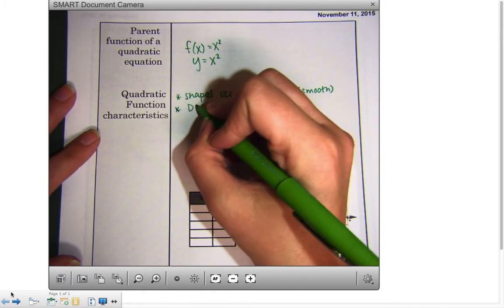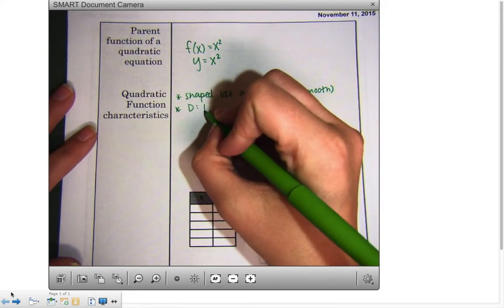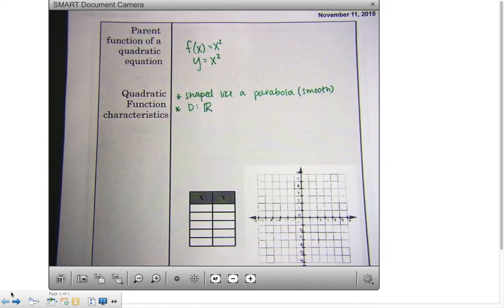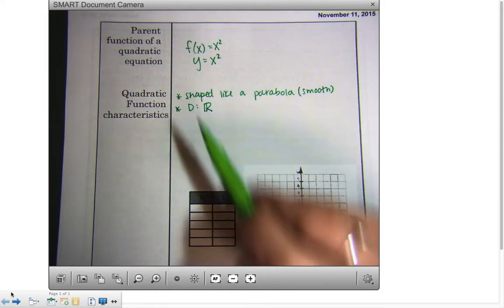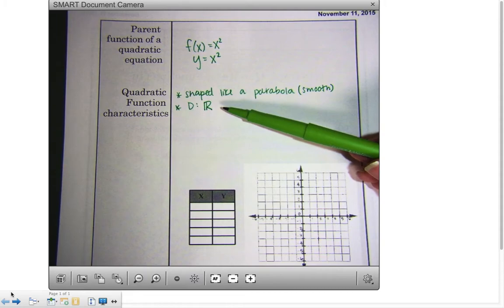Its domain, remember that's the x values that you input into the function, is all real numbers. You can put anything you want into the function x squared. There's no restrictions on that, so the domain's all real numbers. The range will change depending on what transformations occur, and I'll talk about that as we graph more of these. But every single quadratic has a domain of all real numbers.